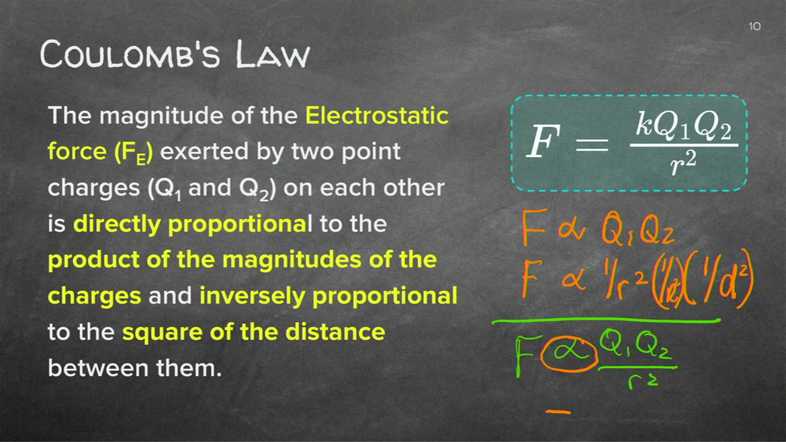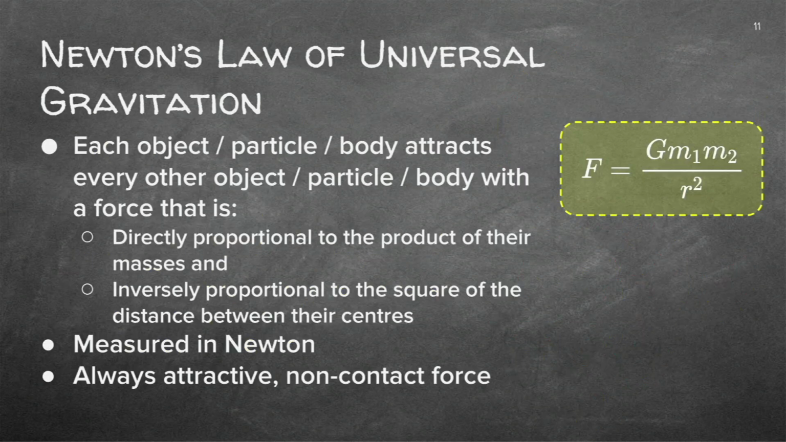We have to work with an equal sign, and because we want to equalize this, we are putting in a constant. So your new equation will be the electric force is the product of the two charges and inversely proportional to the distance squared. Make sure that you've got your value k, and we're going to have a look at that just now. Can you recall that you've seen a similar equation?